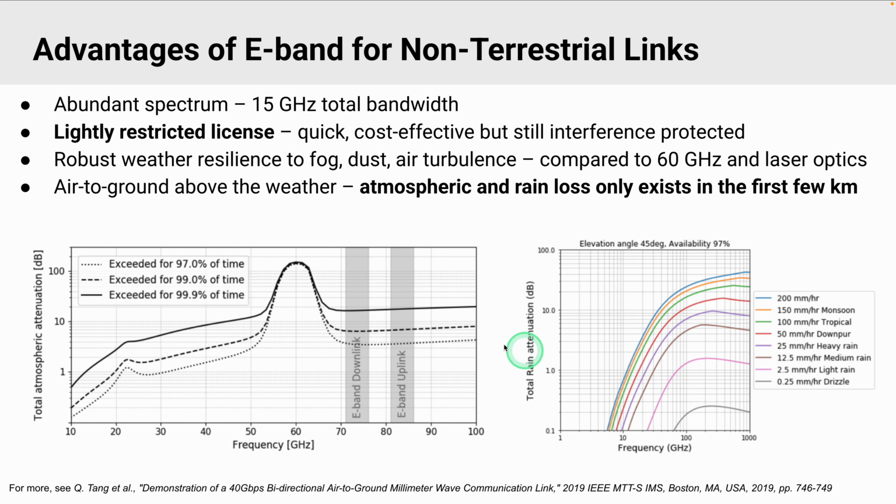There are several advantages to using higher frequencies such as V-band or E-band. For feeder links, the E-band has a total bandwidth of 15 GHz, which allows for greater system capacity and throughput. Additionally, E-band is lightly licensed compared to other bands, and the atmospheric losses are generally confined to the first few kilometers only, making it ideal for space-to-ground communications.